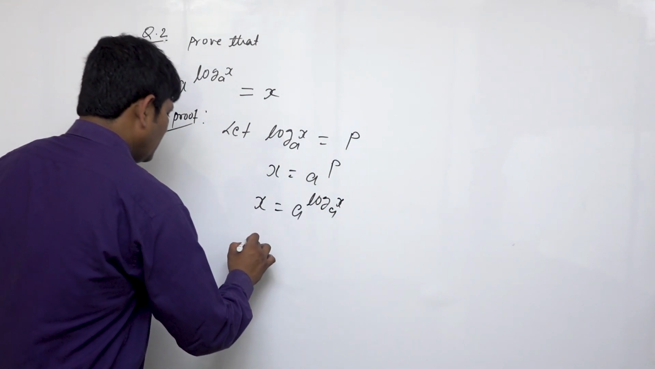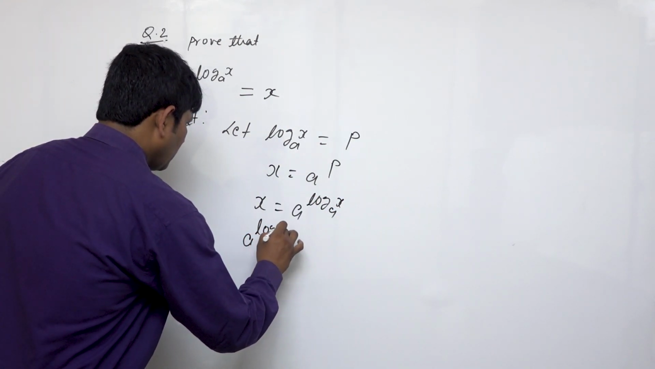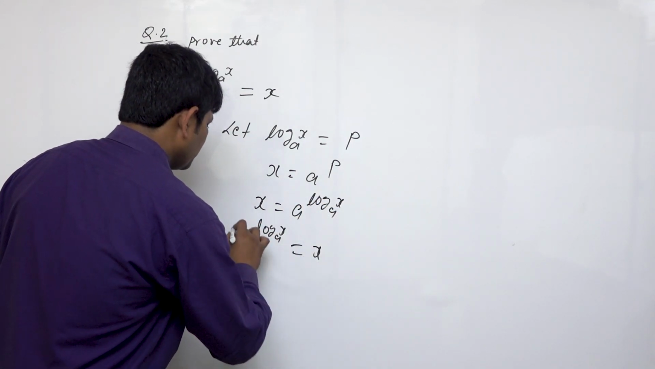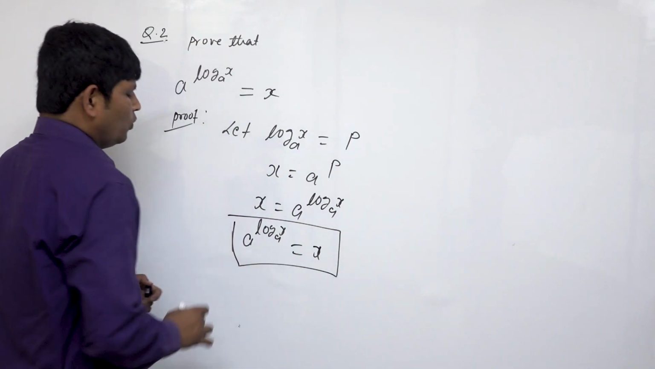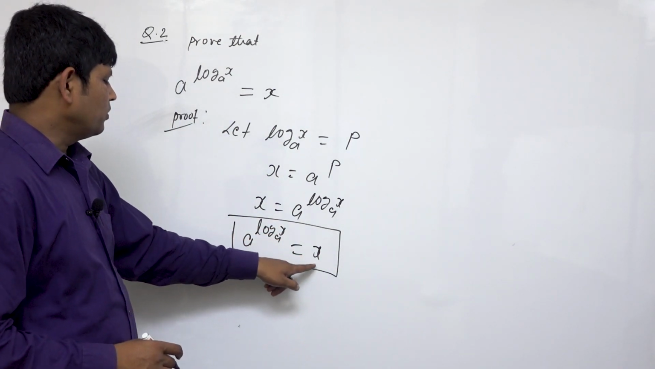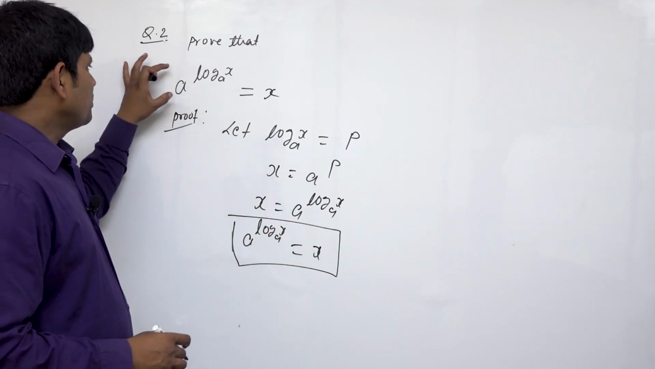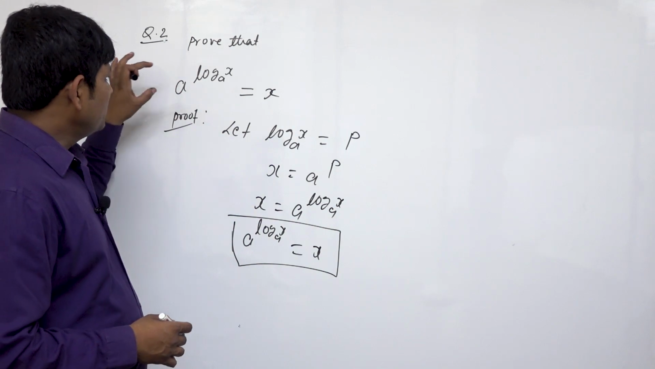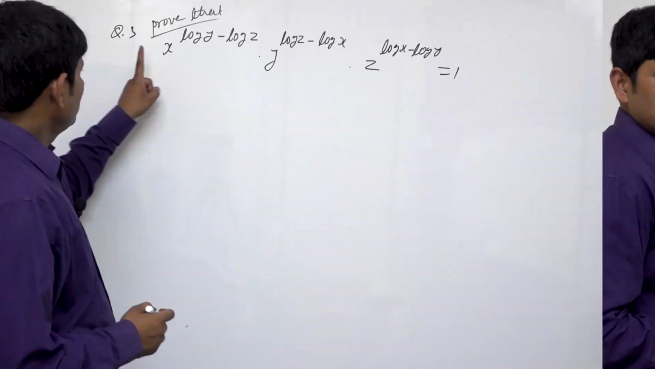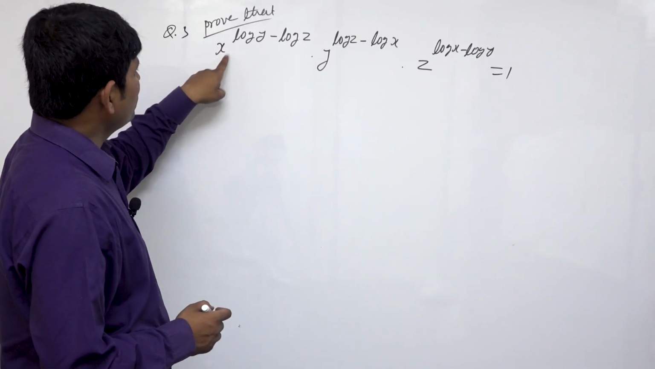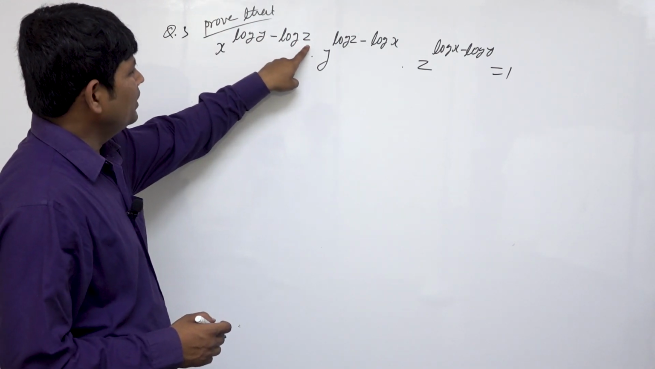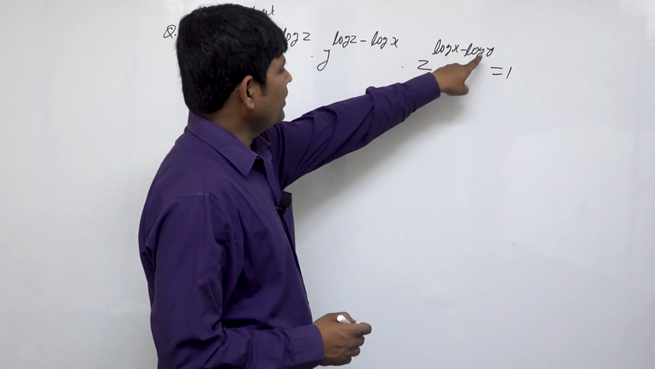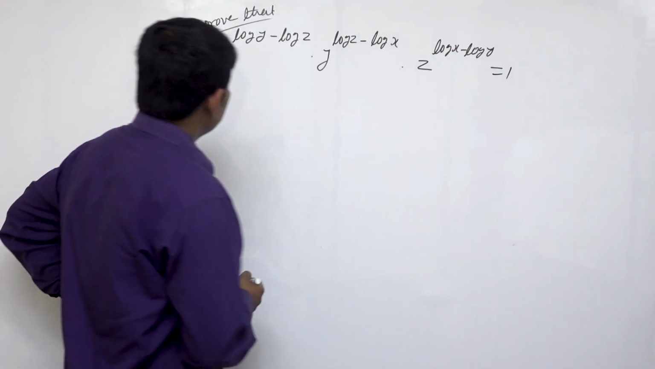We can write in the left hand side, a to the power log of x to the base a is equal to x. So this is the way we can show that a to the log of x to the base a is equal to x. But these are the properties we have to apply in some other place, so you have to keep in mind. This is just like a formula or properties. So there is another question. We have to prove x to the power log of y minus log of z, y to the power log of z minus log of x, z to the power log of x minus log of y is equal to 1. We have to prove that.